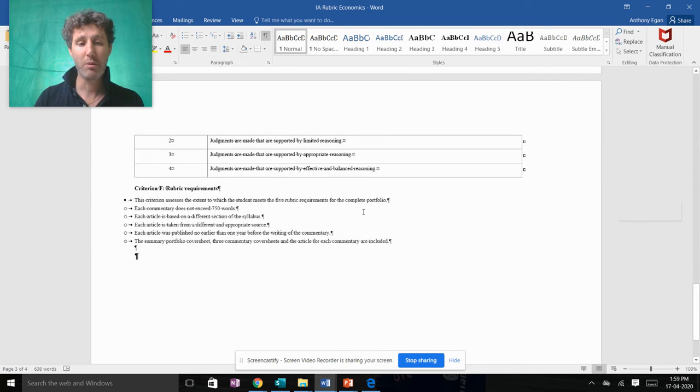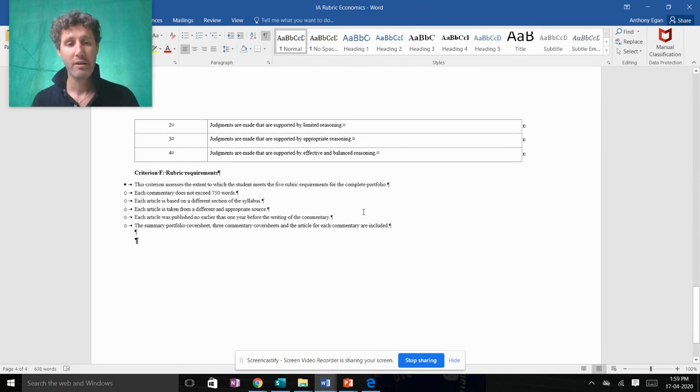Yeah, and the last 3 marks. Well, you only get the last 3 marks at the end when you submit your portfolio. So we won't be doing that this year, but you should still keep them in mind. So the criteria assesses the extent to which you meet the 5 rubric requirements.